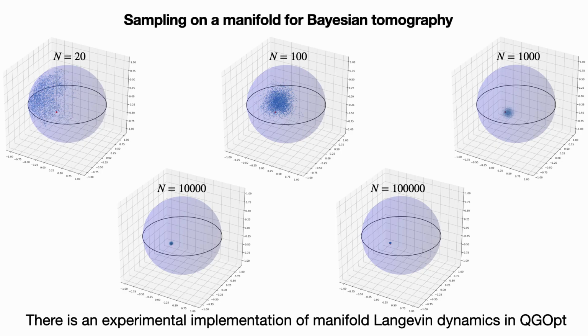We can go even beyond optimization on manifolds and use sampling methods on manifold in order to, for example, reconstruct posterior distributions in quantum tomography. There is an experimental implementation of manifold Langevin dynamics in our library.